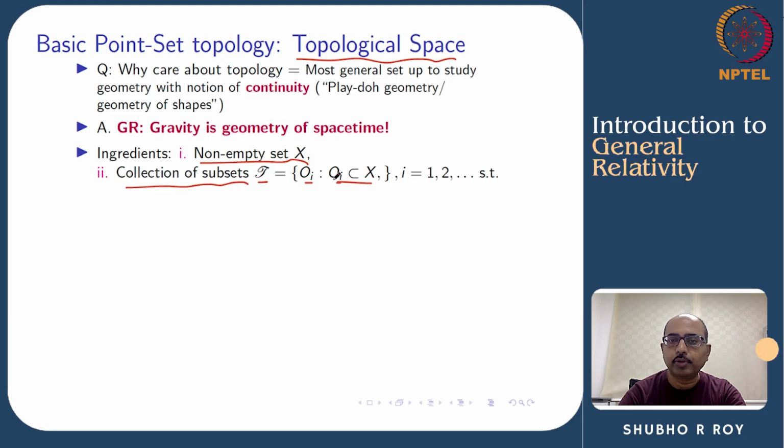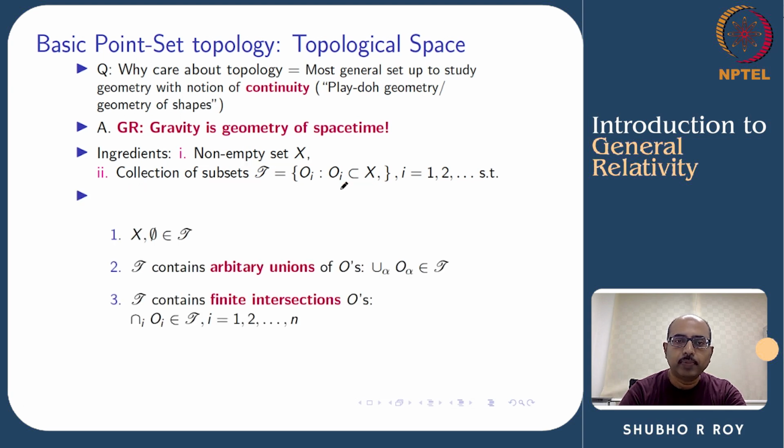And they are labeled O sub i, because i can take values 1, 2, 3. It can be a continuous index or a discrete index, we don't care, so long as we have this collection. And so we have a non-empty set X and a collection of subsets. Now, when this collection of subsets satisfies certain criteria, X gets turned into a topological space instead of just a normal set.